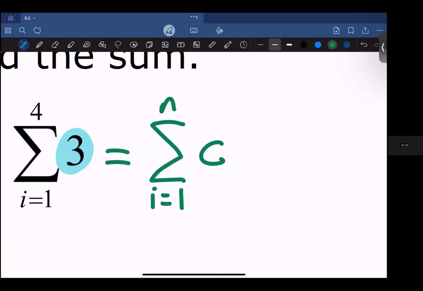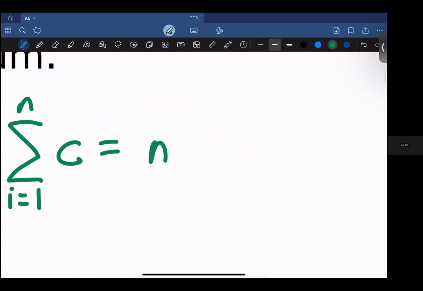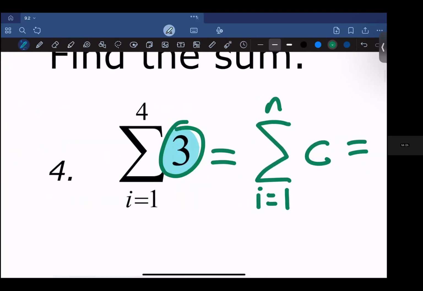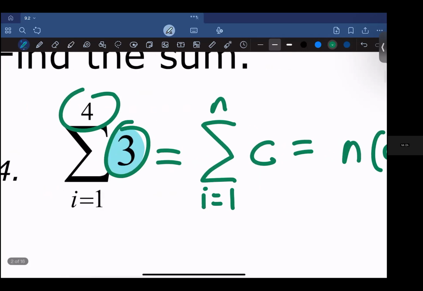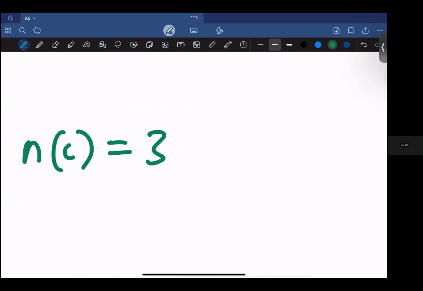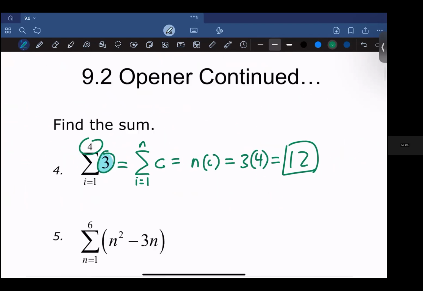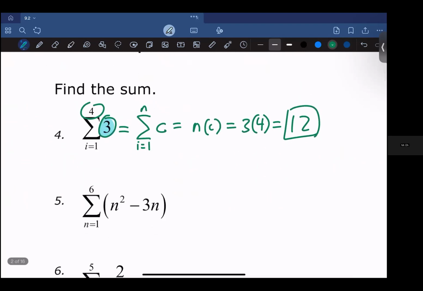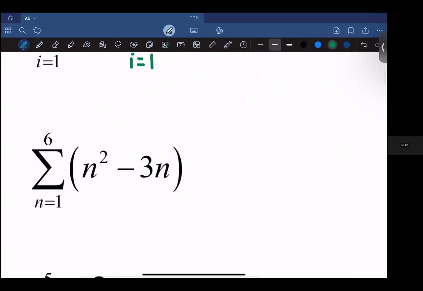If it looks something like this, which it does, then what we can do is n times c. So here in our equation, we have a 3 and a 4 as our stop points in the summation. So I can just do 3 times 4, giving me an answer of 12. All right. Next one, I could just plug these in.